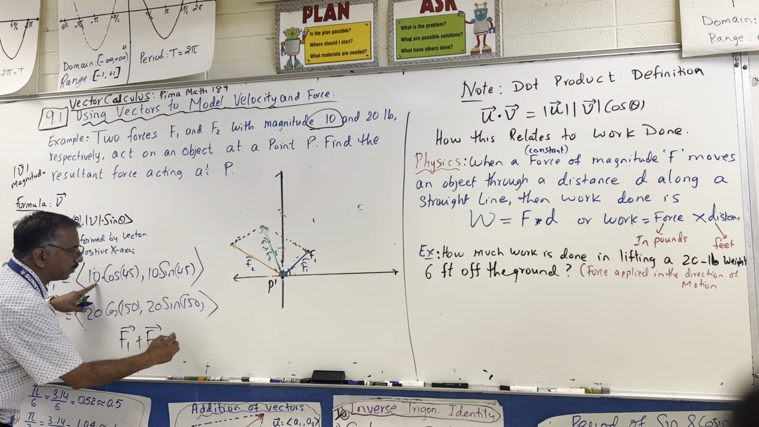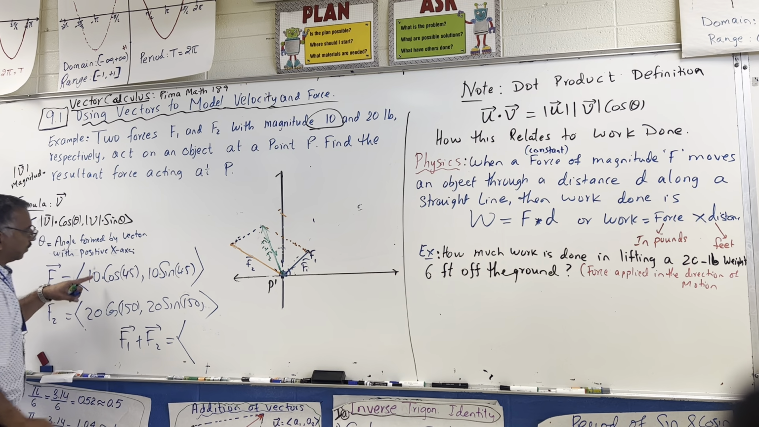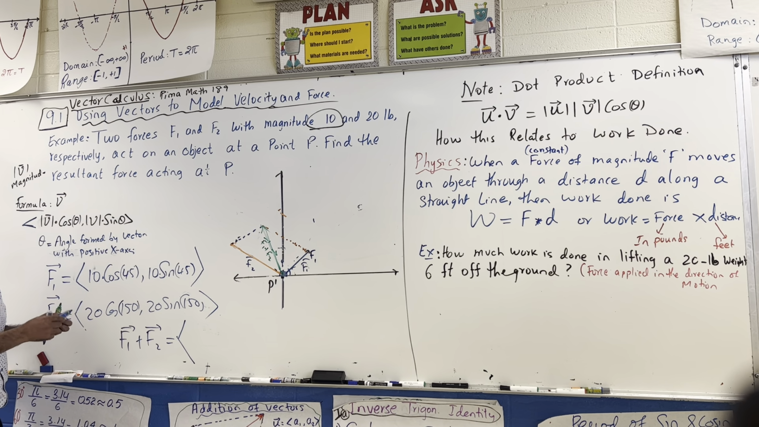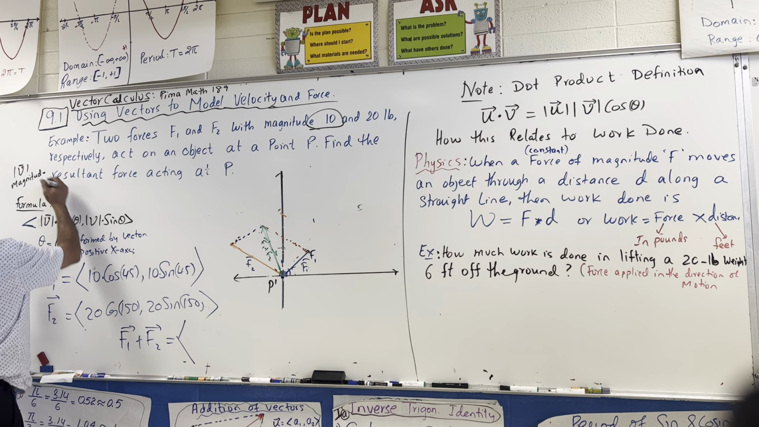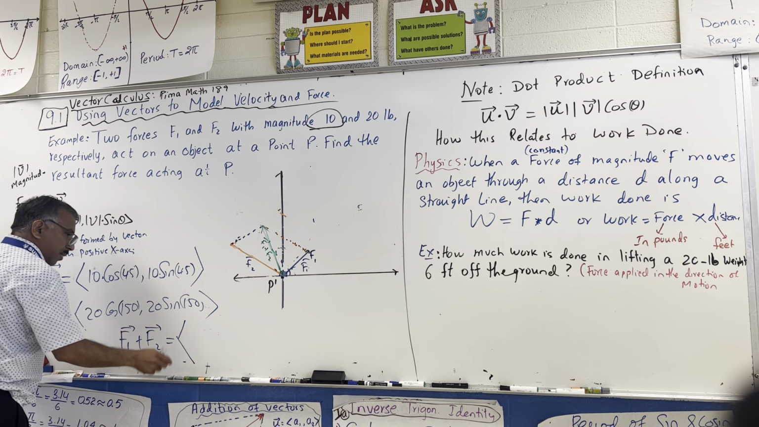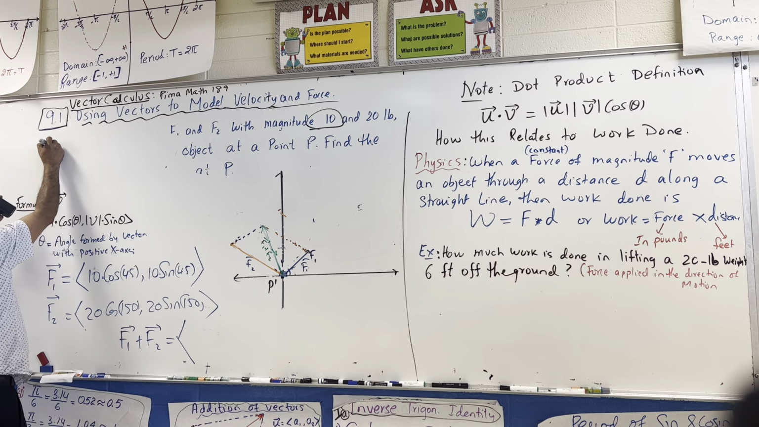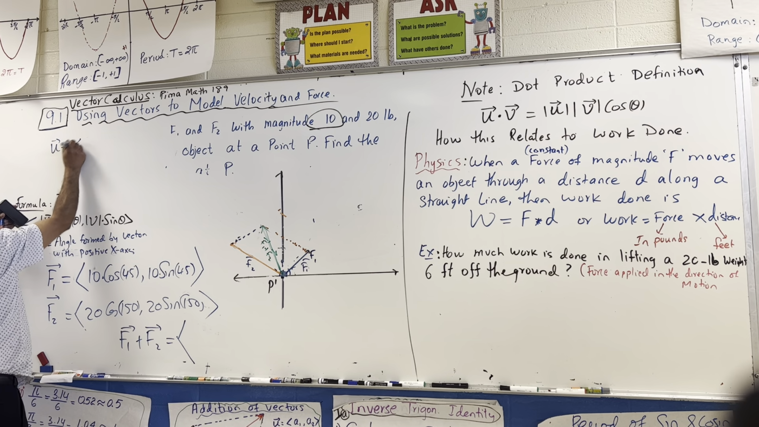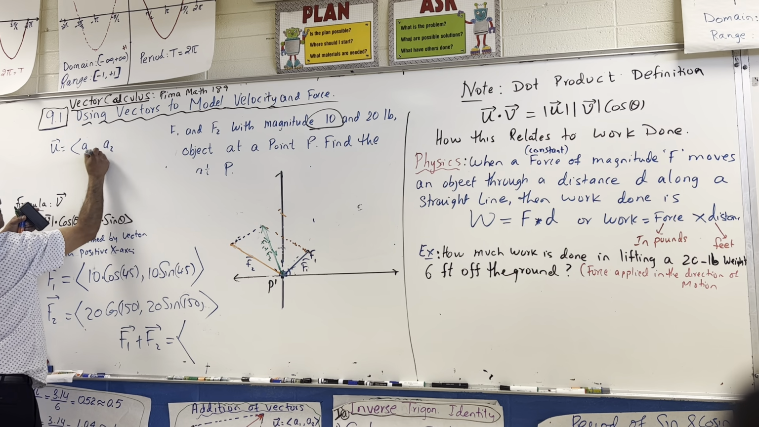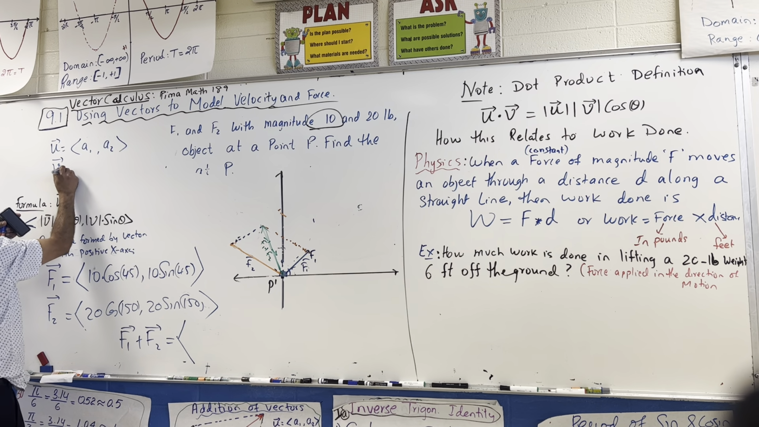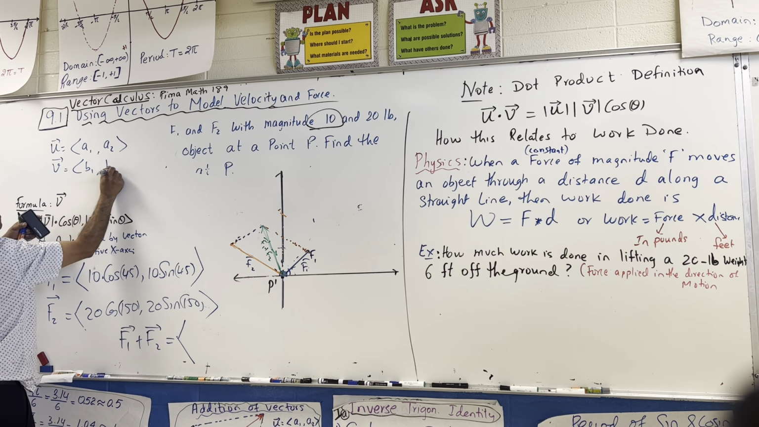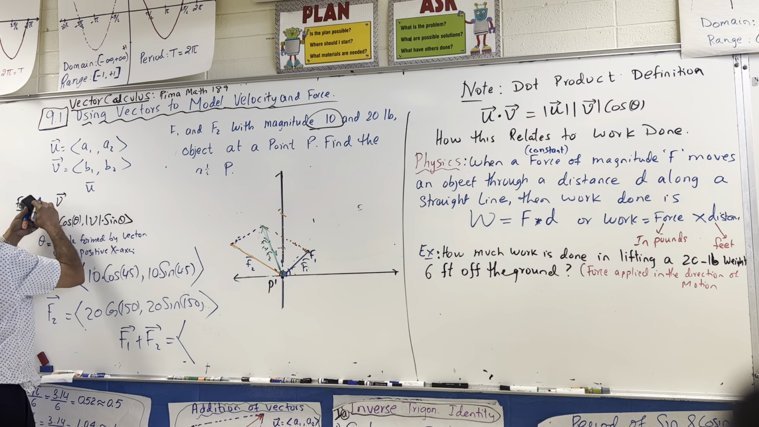What do I add now? The new vector will be, remember the formula? If you have two vectors, U with components A1, A2, and the other one is B1, B2, all you do is U bar plus B bar.